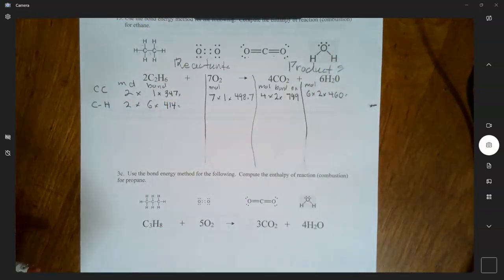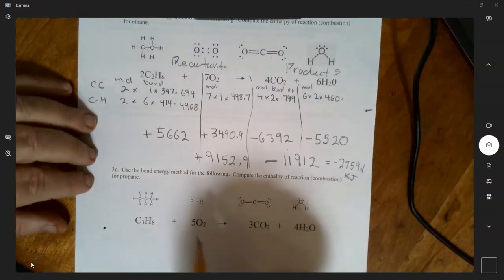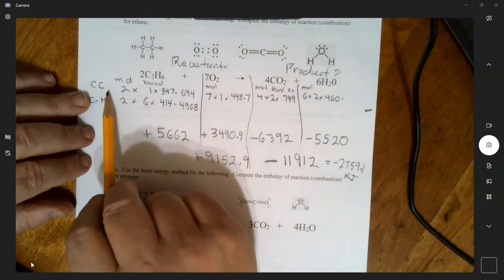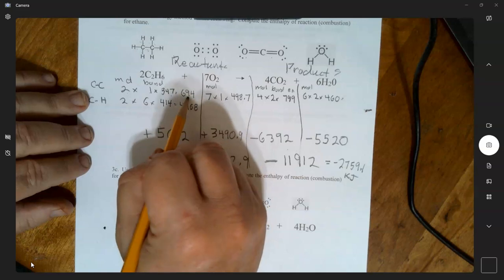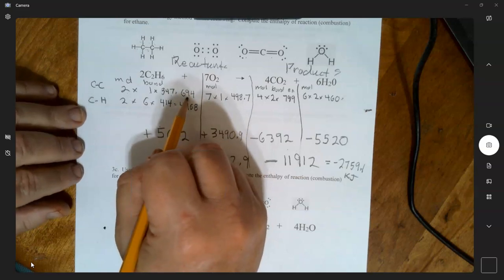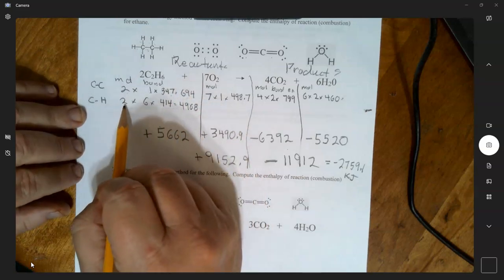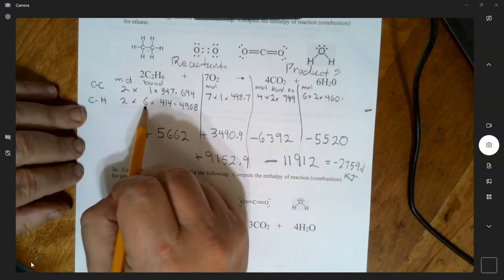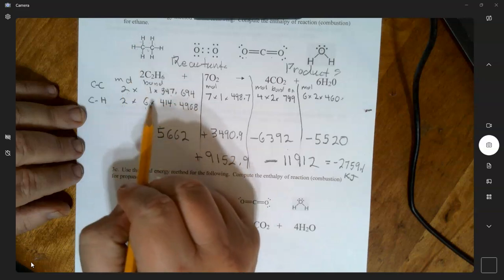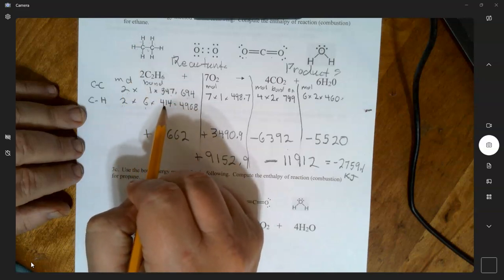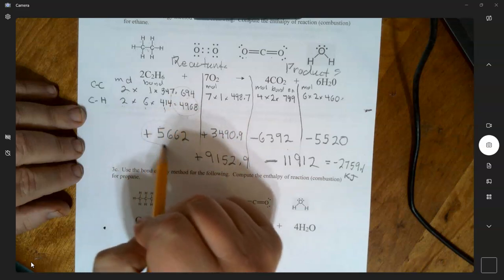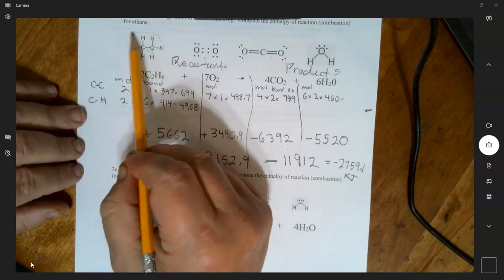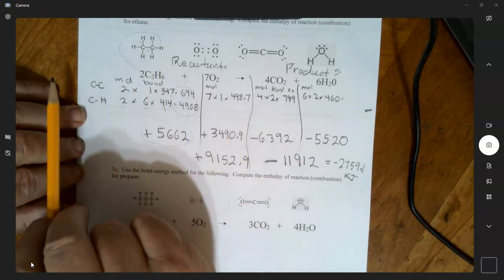So I'm going to do the math. Okay, so let me walk you through the math. For the carbon, you had 2 times 1 times 347 gave you that many kilojoules, 694. For the carbon hydrogen, again, you had 2 molecules, but you had 6 of those. 1, 2, 3, 4, 5, 6, and 414 was the number you got off the sheet. So that's the number. You add those two together. That's the total amount of bond energy in 2 C2H6 molecules.